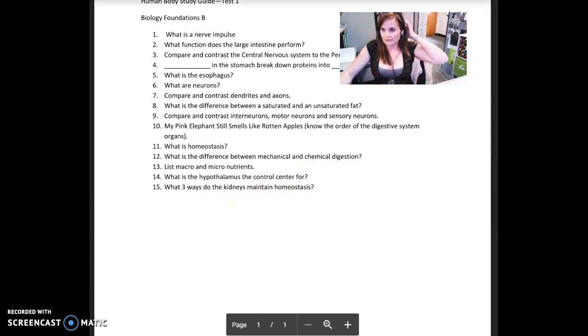Macro and micronutrients. Let's go through those as well. So this is going to be macronutrients that you need. Okay, so these actually are produced by plants for the most part. So we have macronutrients. You have protein, carbohydrates, and fats are your macronutrients along with water. So protein, carbohydrates, and fats.